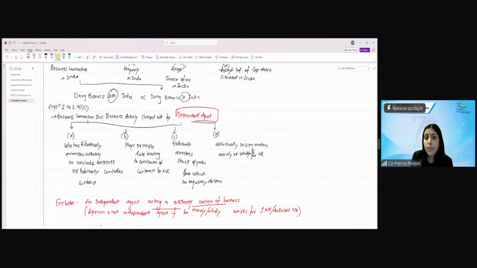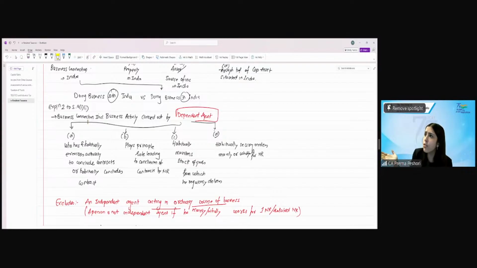Are we clear? But if he is an independent agent, meaning he is not working only for one non-resident, he is working for multiple non-residents, independent enough to decide which products he wants to stock. He's not under the directions and control of that one non-resident. He's an independent agent. He's working for himself. He's not working for one principal. So that will not result in business connection because he's working for himself. He's not working for me.